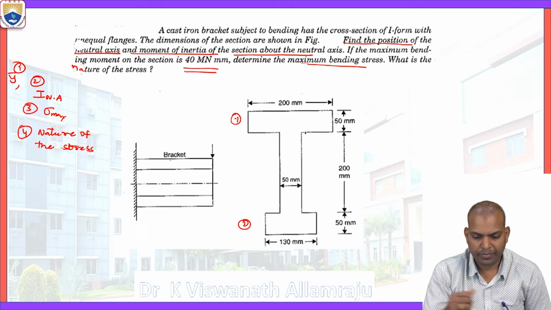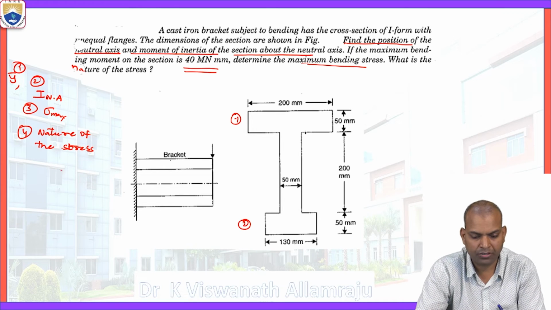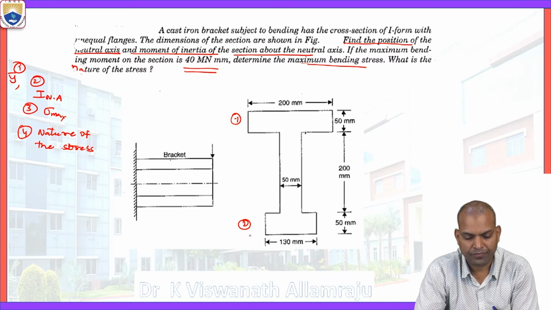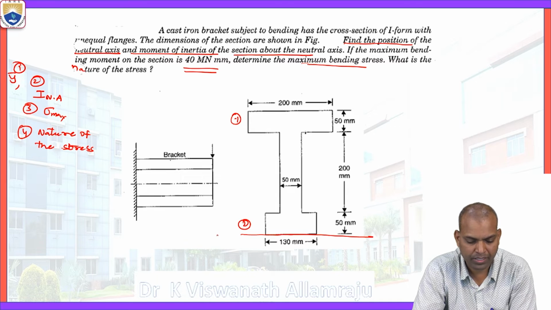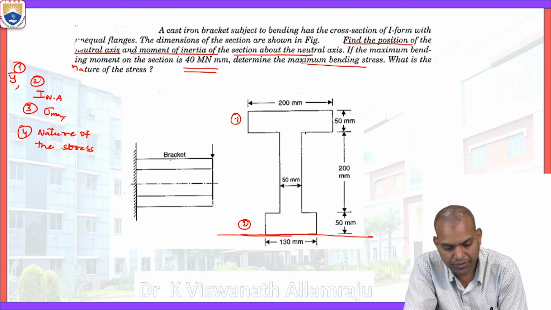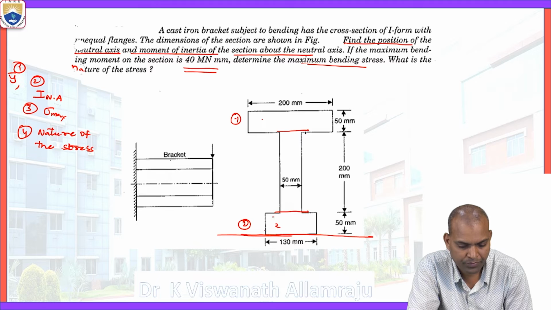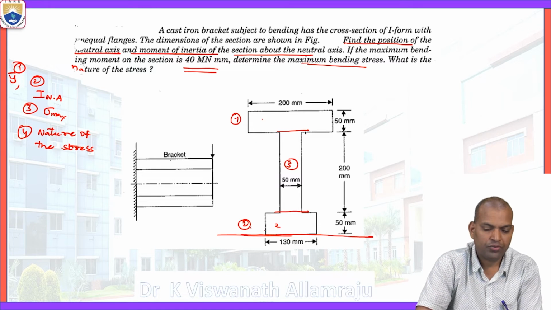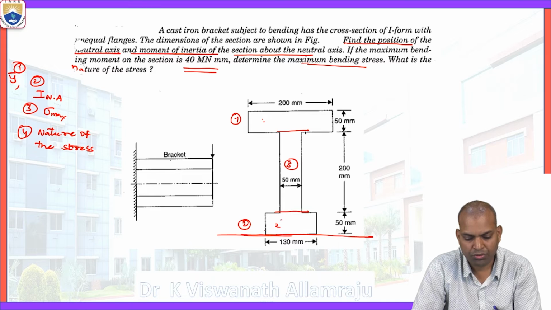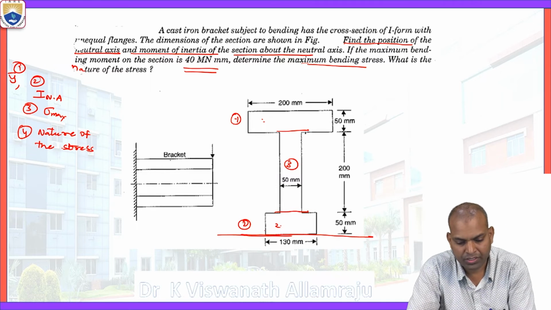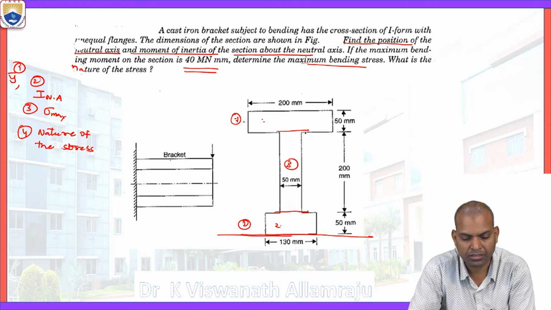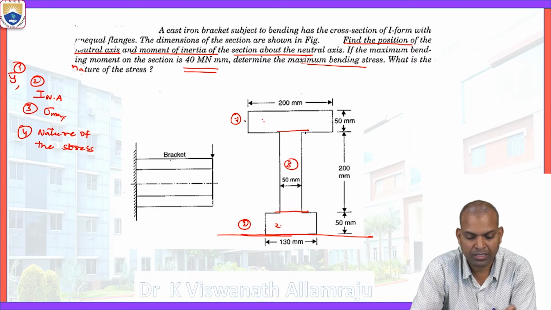Now, how to find out the bending stress? First we have to find the position of the neutral axis. What does that mean? The position of the neutral axis means the centroid, y bar, measured vertically from the base axis. Before that we have to divide it into different sections: section 1, 2 and 3, or A1, A2 and A3. Now what is the area of section 1? It is a rectangle, 200 millimeter times 50 millimeter.